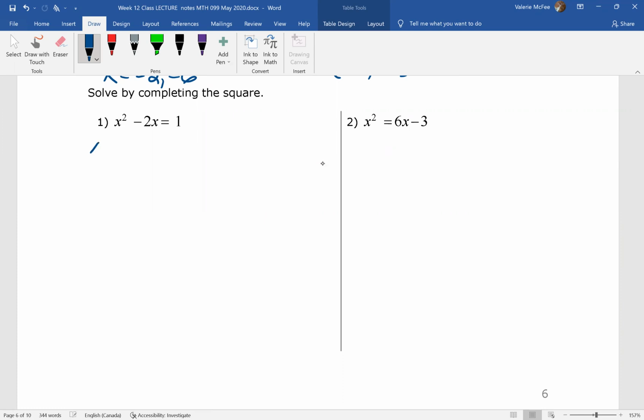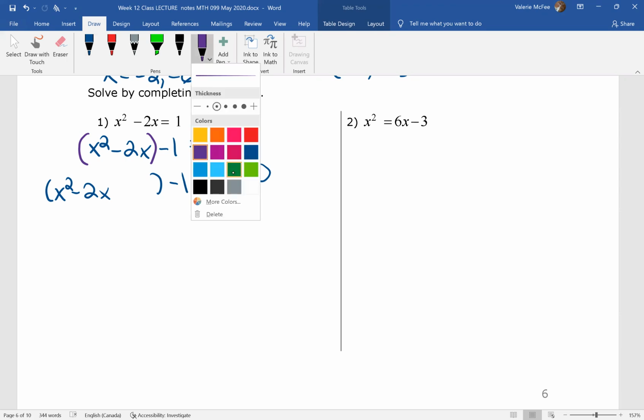Step 1 says make the equation equal 0. Step 2 said to bracket the first 2 terms. Step 3 said to create a perfect square trinomial in the brackets. So we left some room there to do that.